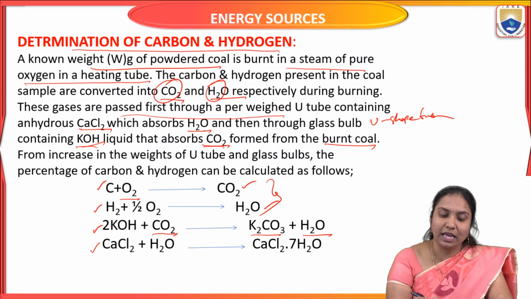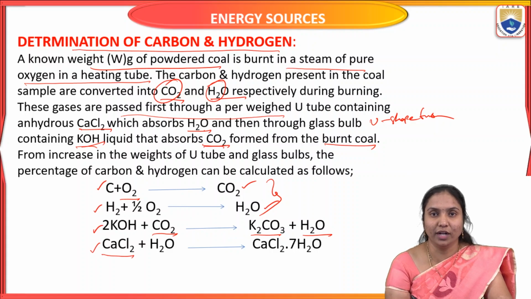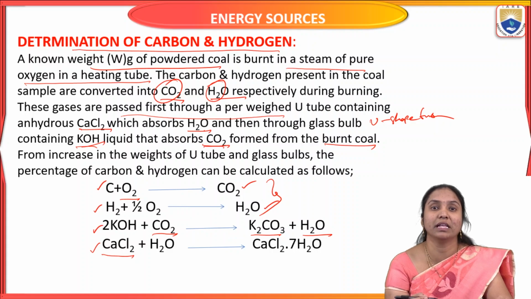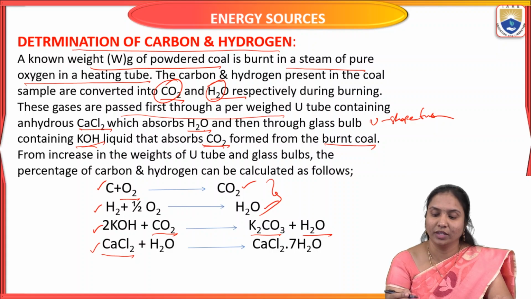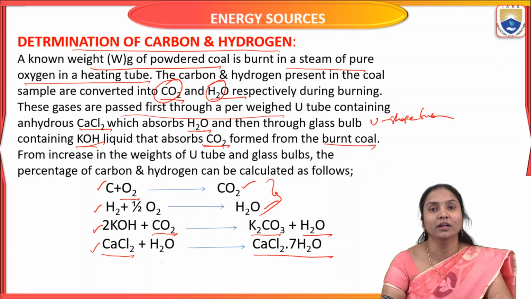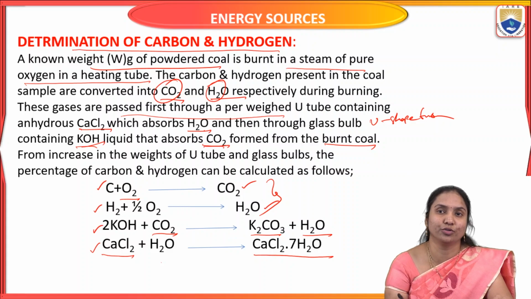The next tube contains calcium chloride. When we pass this gaseous water through the calcium chloride tube, the calcium chloride absorbs water. Then its weight is increased. The increase in weight of calcium chloride expresses the percentage of hydrogen present in the coal sample. It absorbs water and gives CaCl2·7H2O. Hydrated calcium chloride is formed.